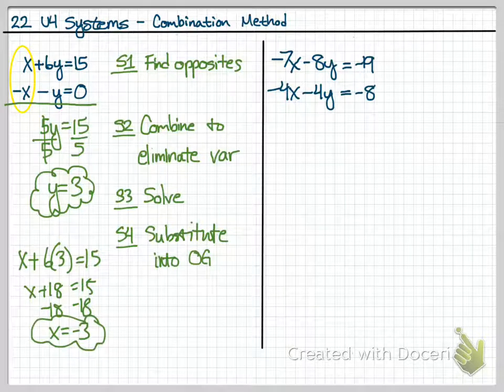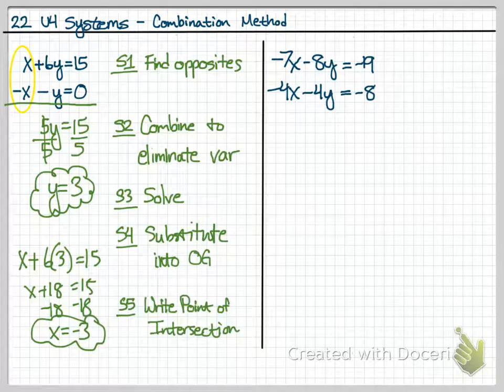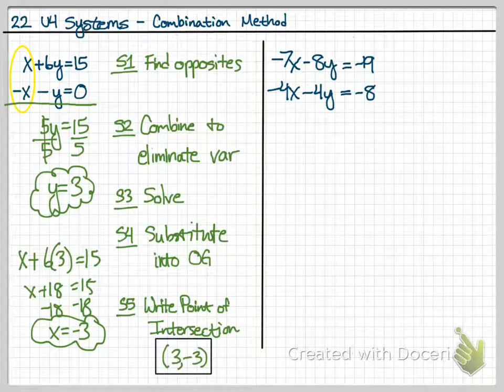Our last part here is to write their point of intersection, because those are two lines, and when we solve, what we're trying to do is find the point of intersection. So for us, in this case, these two lines intersect at 3, negative 3.